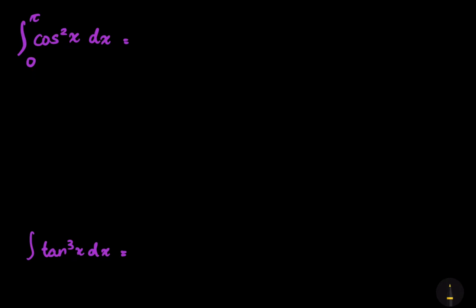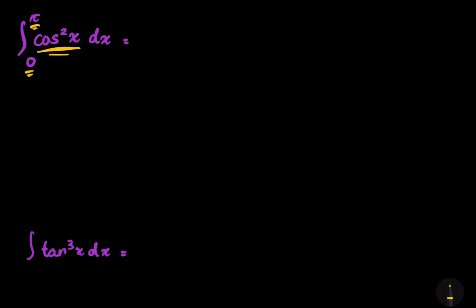So in today's video, we're going to go ahead and see how we can use different trigonometric identities to help evaluate these complicated looking trigonometric integrals. And so let's just go ahead and actually delve right into this. Over here, we're taking the definite integral from 0 to pi of cosine squared of x.